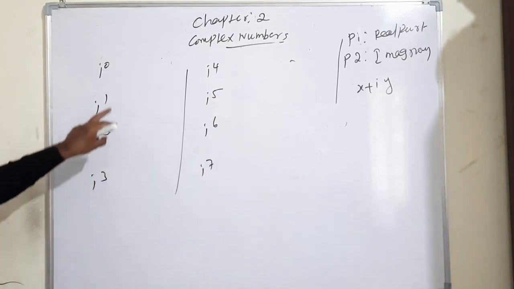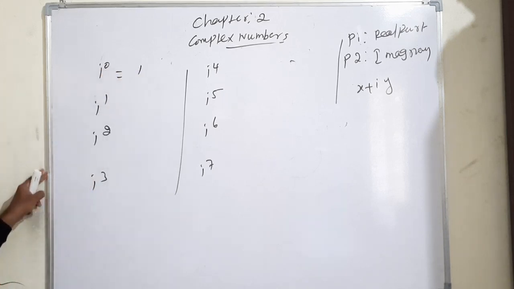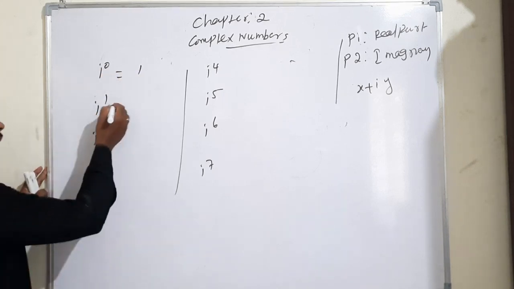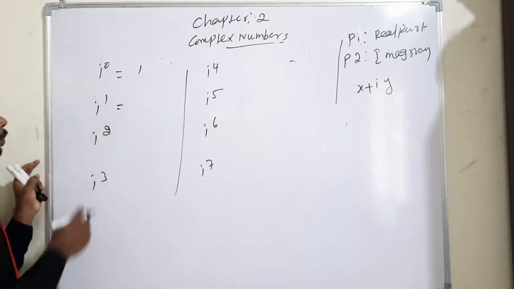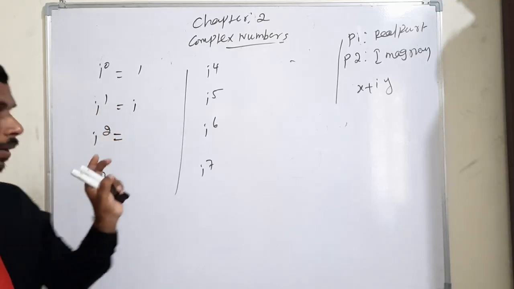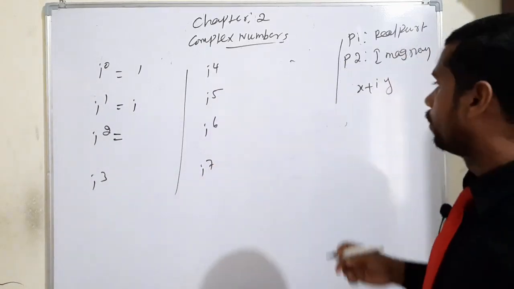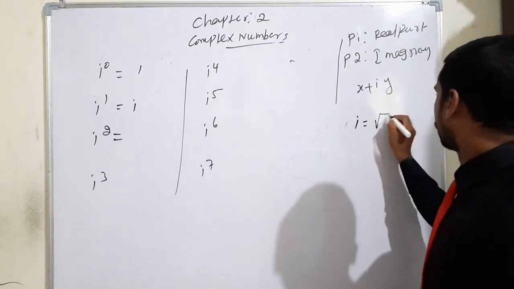Now, anything to the power 0, you already know the value will be 1. Then i power 1: anything to the power 1 means the same value is repeated, so i is there. What is the meaning of i square? Already I told you what i is denoted for: i is equal to root of minus 1.